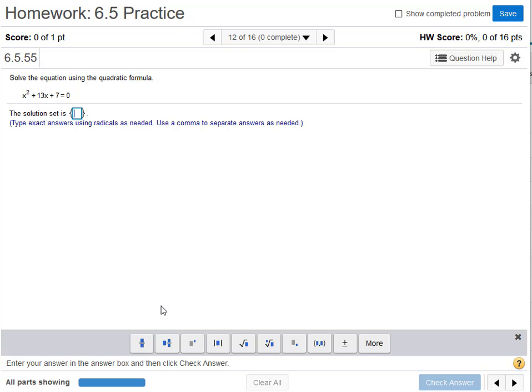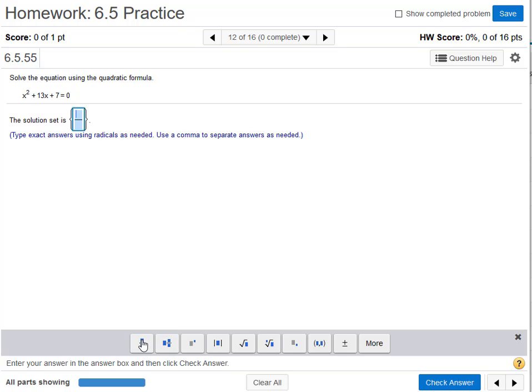So the answer to this is going to be two fractions. So the first thing I do is I click the fraction button to get this. My top fraction is negative 13 plus the square root, so I hit the square root key like this, and you'll see there's a little space under the radical sign for me to enter my radicand.